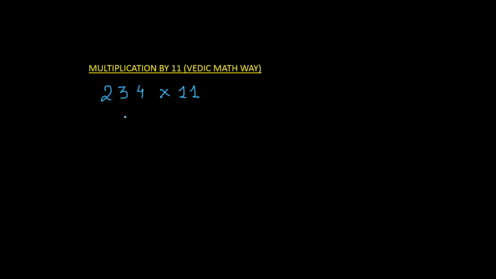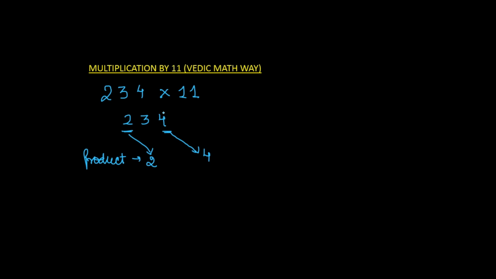Okay, so the simple way is just see the first digit of the number. The first digit of the number is 2 and the last digit of the number is 4. In your product, which you will get by multiplying the number by 11, the first digit will always be the first digit of your product and the last digit will always be the last digit of your product. So write that down. What about the digits in the middle?